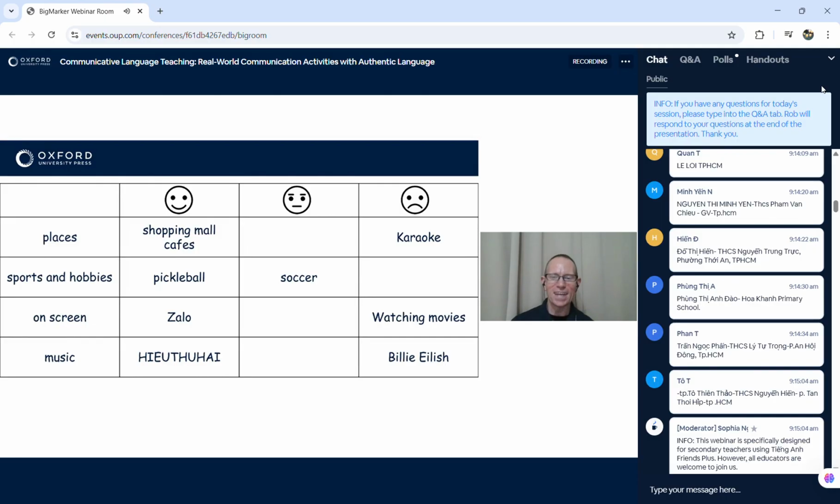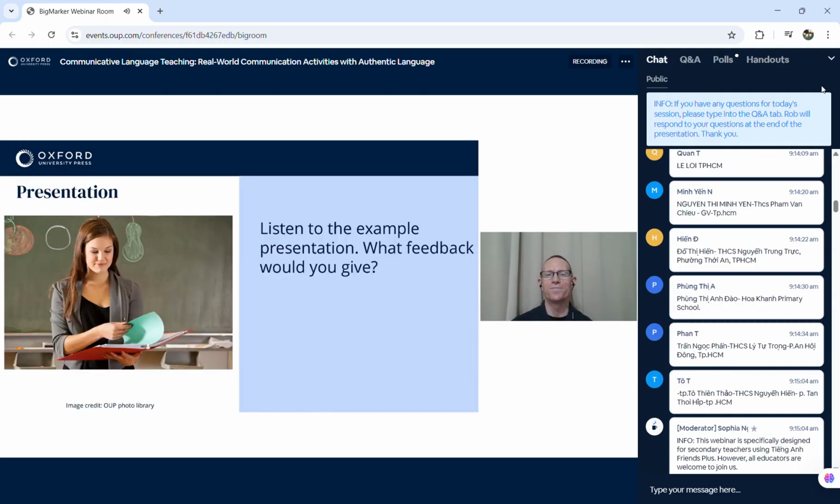Okay, so let's look at how a student might give a presentation using that information. You're going to be teachers this time, so please listen to me as the student and think about what feedback you would give. What do I do well and what do I need to improve? Afterwards, I will ask you to type your ideas into the chat box. So here we go. Here's my presentation as the student.